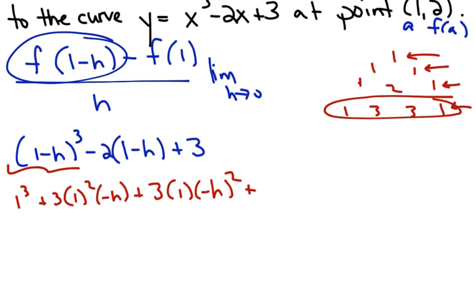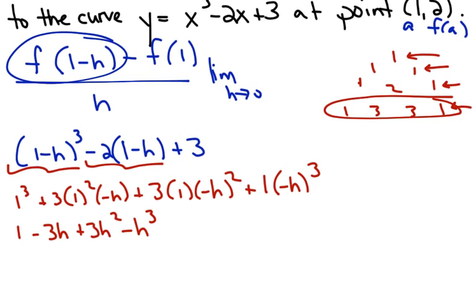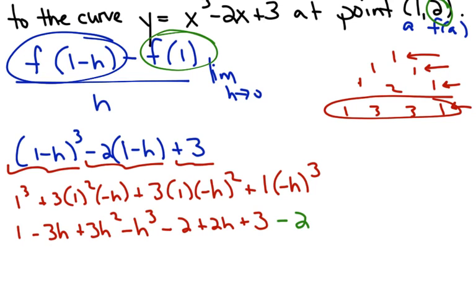and then plus 1 times negative h to the third, which is going to be 1 minus 3h plus 3h squared minus h cubed. Now I can do this part of the problem, which is going to be negative 2 plus 2h, and then put the plus 3 at the end, and that's f of 1 minus h. Now I'm going to tack on minus f of 1, so minus, well, f of 1 is 2. And then we're going to divide that by h and then find the limit.